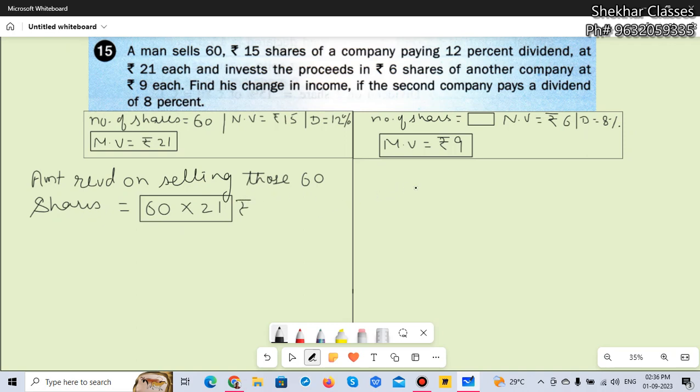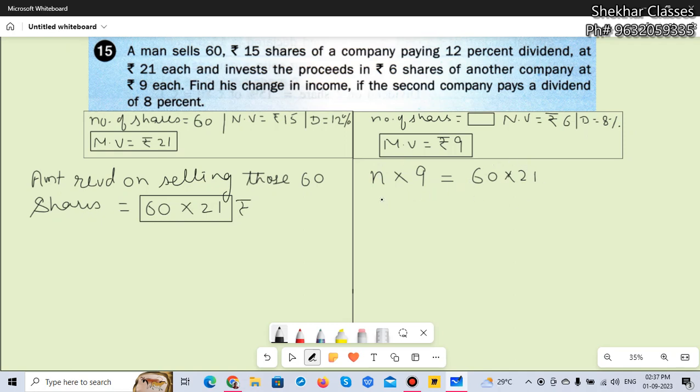Now this amount was invested in buying another share of market value 9 rupees. So we do not know how many shares he bought. So let the number of shares be n. Fine. And you multiply that n with the value of one share, which is 9 rupees. It should give you the total amount he has invested. How much? 60 into 21. So the number of shares we do not know, n into 9 rupees, should be equal to the total amount he has invested in buying that.